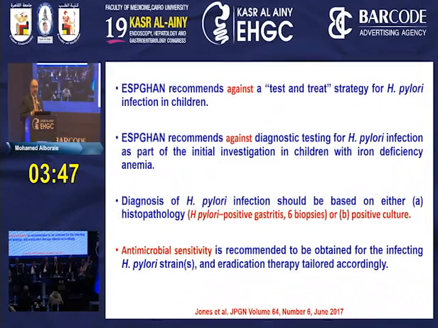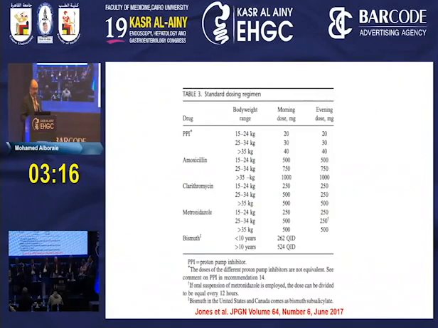They diagnose Helicobacter pylori either by histopathology. This means that the child has to have endoscopy and biopsy, or even with positive culture, if this is applicable or feasible. So they are very strict in diagnosing Helicobacter as a cause of epigastric pain in children. They have to do endoscopy, they have to take biopsy, and it is preferred also to do culture to give them specific antibiotics according to the culture and sensitivity, to avoid exposing the children to too much antibiotics in the early life. These are the doses usually used for children.